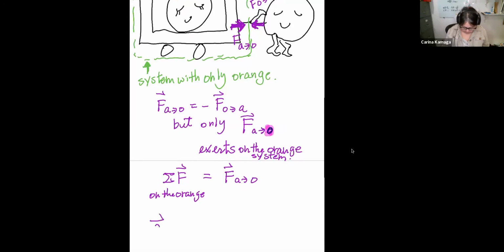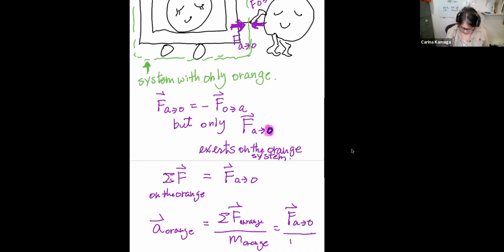Then the acceleration on the orange is equal to the net force on the orange divided by the mass of what? The orange. Then that's equal to the force from apple onto orange divided by the mass of the orange. That's how you can find the acceleration on the orange.